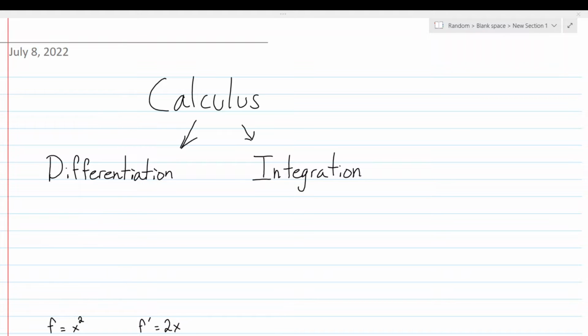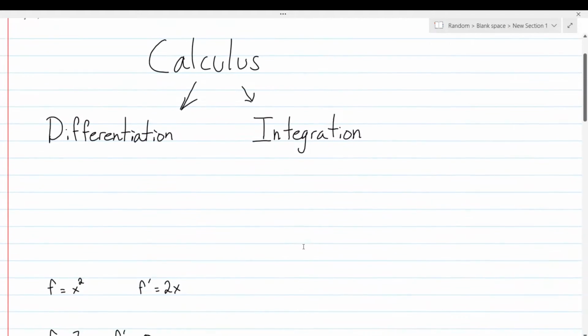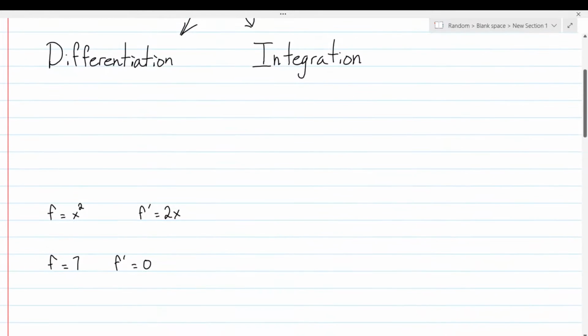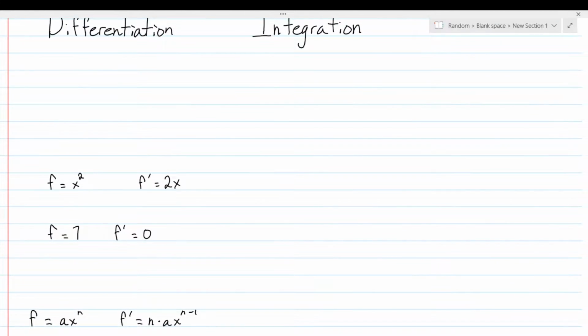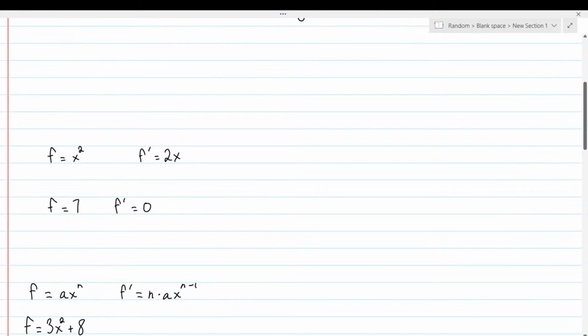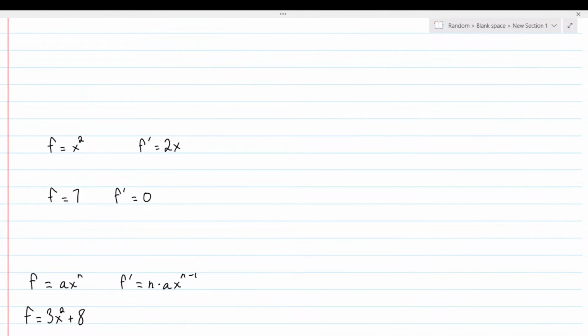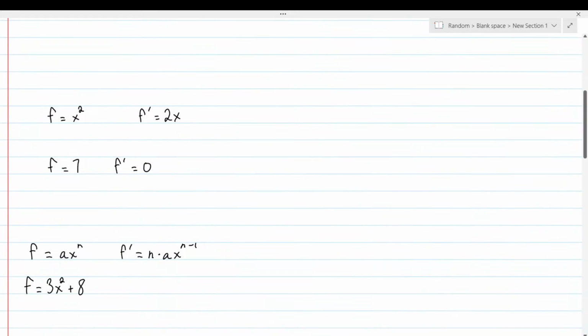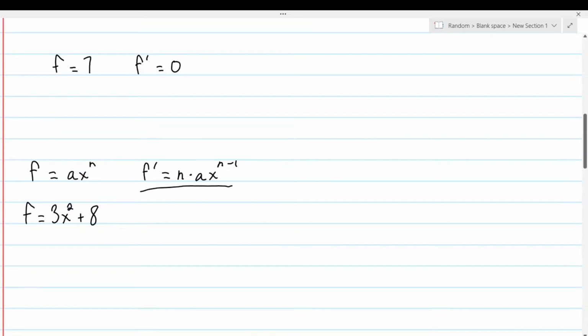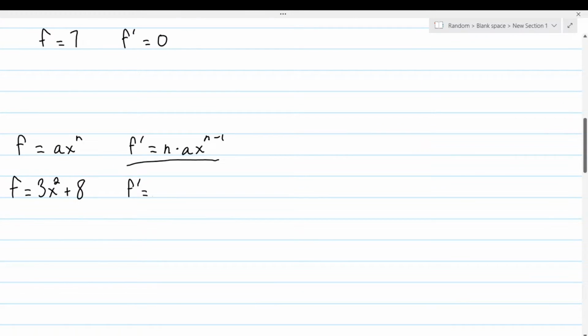First, the derivative of a constant is 0. The second rule is called the power rule, where if you have something that looks like this, f is equal to a times x to the power of n, the derivative can be found by this. For example, f is equal to 3x squared plus 8. Derivative of a constant is 0.